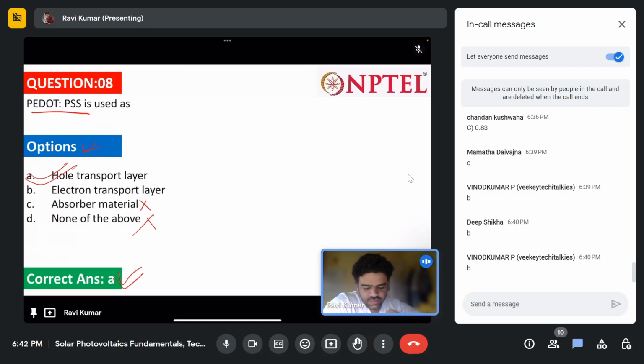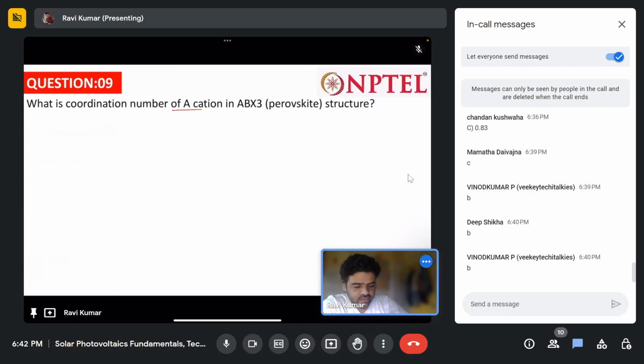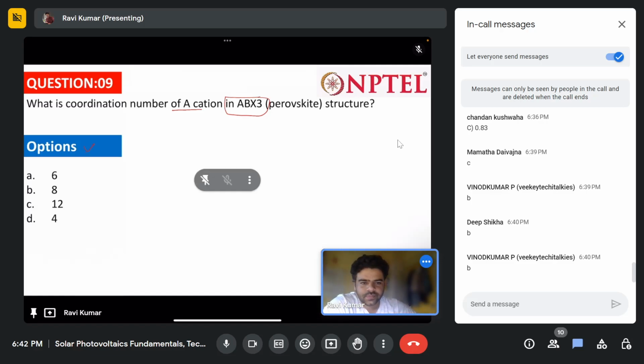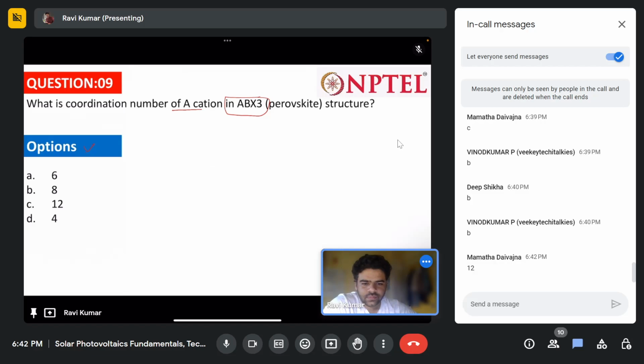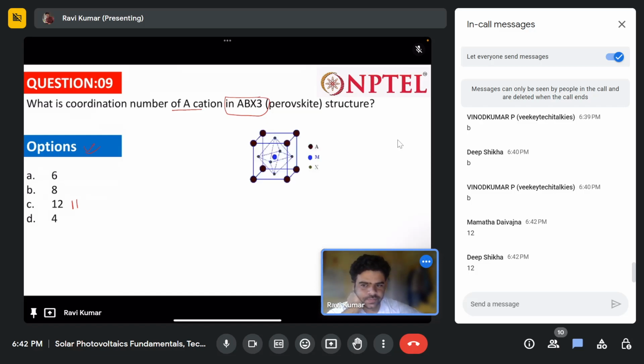Okay, no problem. Let's move to the next question, which says, what is the coordination number of A cation in ABX3 perovskite structure? And these are the options. Mamta saying 12. Only one answer here. Okay, this is a structure. Deepsika also saying 12. What is A? A is this structure. And Chandan saying A. Okay.